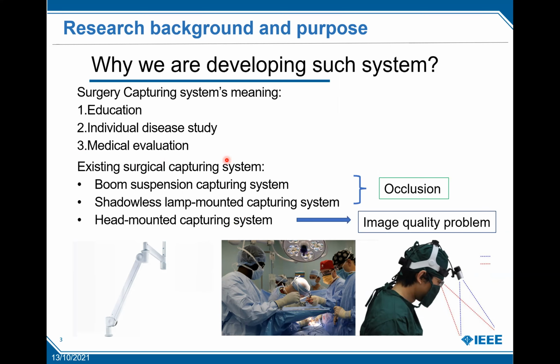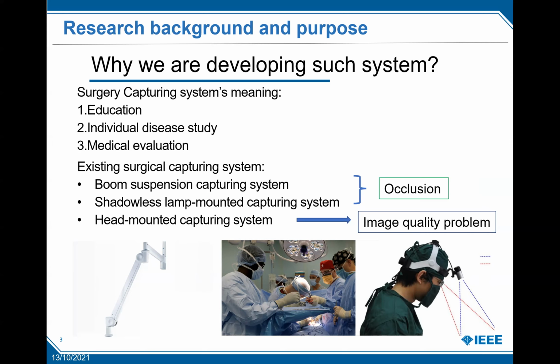For now, the previous systems can be divided into three representative ones. The first one is the boom suspension capturing system. It can be seen as the most traditional way. The second one is the shadowless lamp-mounted capturing system, which was designed not long ago, and it was a great idea. And the last one is the head-mounted capturing system. It's not only medical, but other fields are still very useful in a long history.